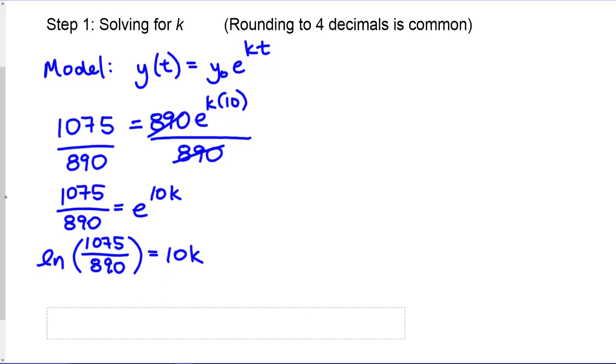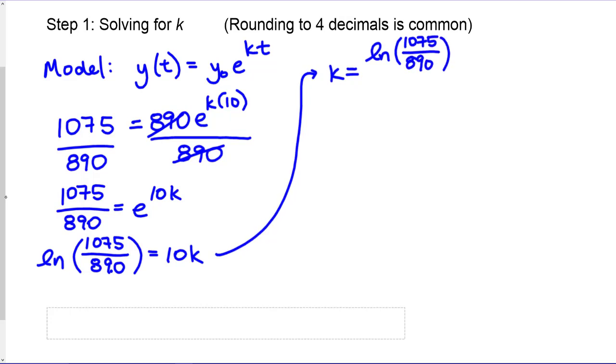And what you're going to find is these steps may seem tricky at first. There may seem like there's a lot of work, but they're almost always the same steps every single time. Because here, even though I'm solving for k instead of t like we were in the last example, when I divide both sides by 10, I get k is equal to the natural log of 1075 over 890 divided by 10, which allows me to approximate that growth constant.